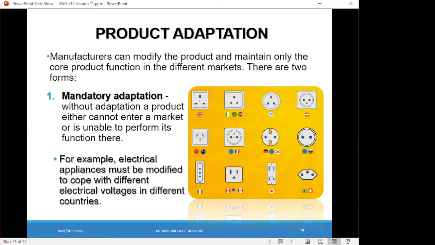or Denmark. And you realize that there are also differences in terms of the various sockets that you find on these electronic appliances, as we can see from the diagram. So sometimes adaptation is non-negotiable. It is mandatory if you want to be able to successfully enter the foreign market and sell your products and services. And the same goes for all products that are being exported to foreign countries in different categories.